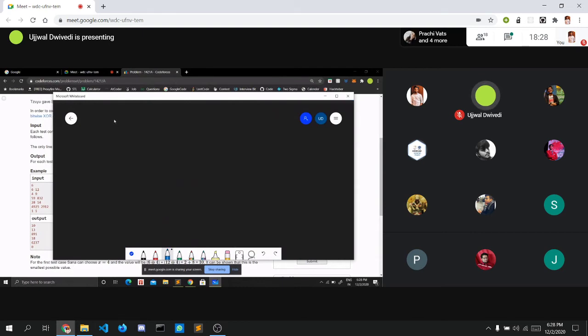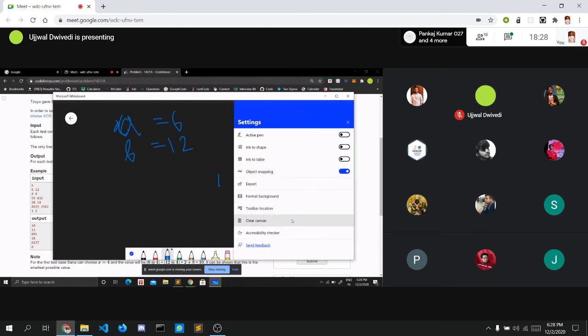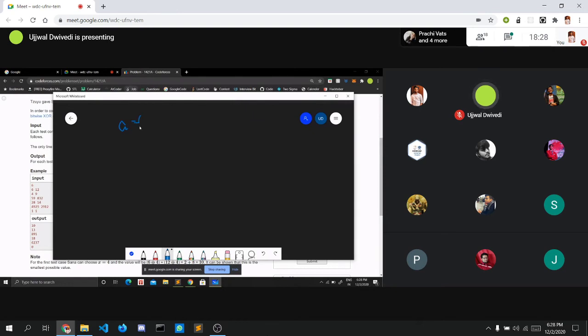Let's say my a is 6, let's take the example, and b is 12. So in binary, 6 is 110 and 12 is 1100. Okay, let me just write it all again. A is 6 and B is 12, and this is their binary form.